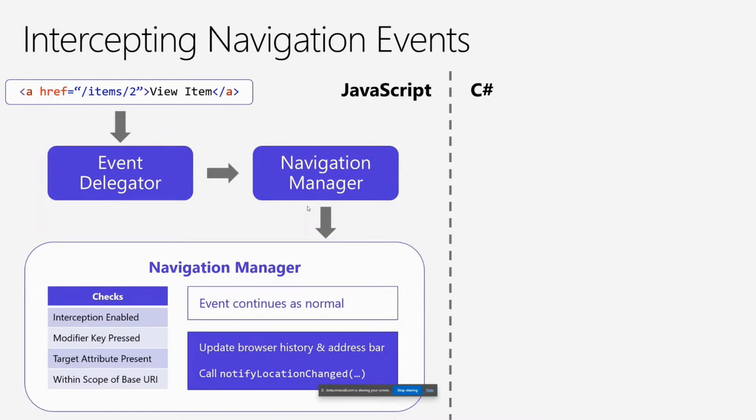So what this notify location changed function does is it invokes a callback that's registered when either the Blazor server or Blazor WebAssembly app boots up. That's done in either the Blazor WebAssembly.js file or the Blazor server.js file. That callback does the reverse interop, so it calls back into C#. This is the point where we cross the divide from JavaScript to C#.